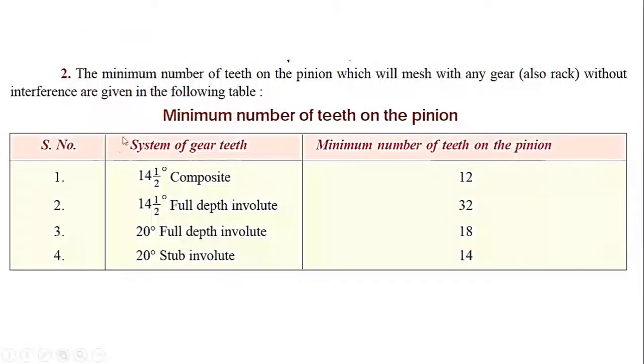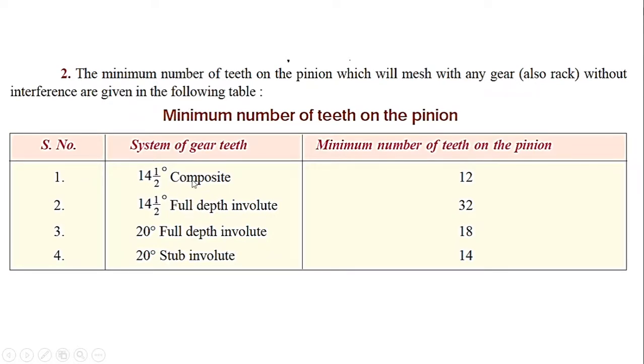The second one is the minimum number of teeth on the pinion which will mesh with any gear, also rack and pinion, without interference, given in the following table. These are the minimum numbers of teeth on the pinion. Some standard data are given here. For the system of teeth, there are four systems: one is 14 and a half degree composite, second is 14 and a half degree full depth involute, then 20 degree full depth involute, and 20 degree stub involute.